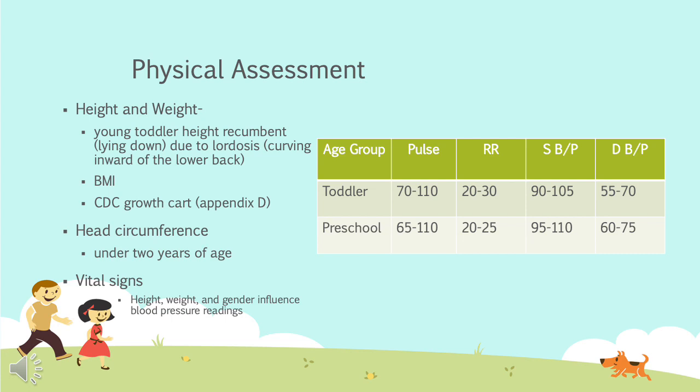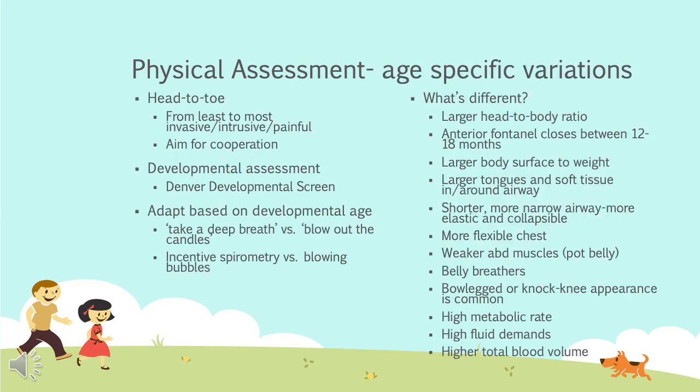Also know that the height, weight, and gender are also going to influence blood pressure reading. The physical assessment for a toddler is pretty similar to that of an adult with a few variations that your textbook highlighted, in both your textbook and ATI, that I've incorporated here.